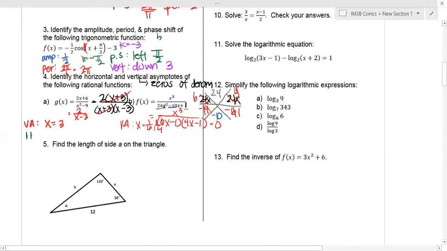Horizontal asymptotes, it comes down to the degree of the numerator and the denominator. So if I look at the terms with the highest power, this is a higher degree. That tells me that the horizontal asymptote is at y equals 0. If I look at the degree here, this is a higher degree. And that tells me that there is no horizontal asymptote.